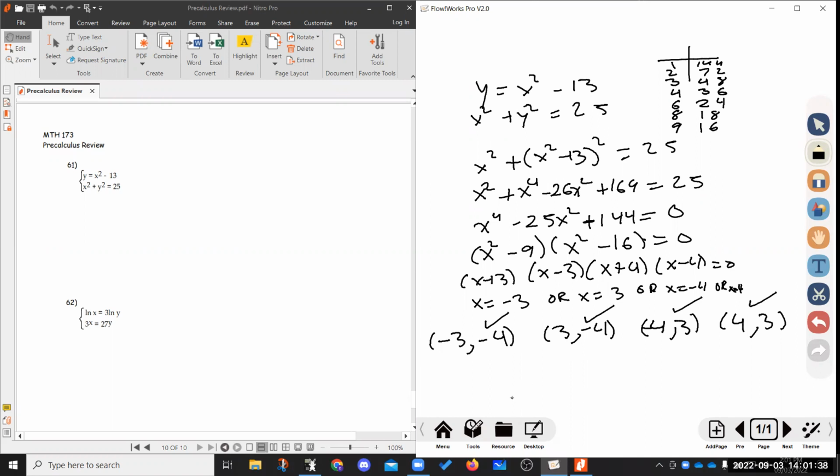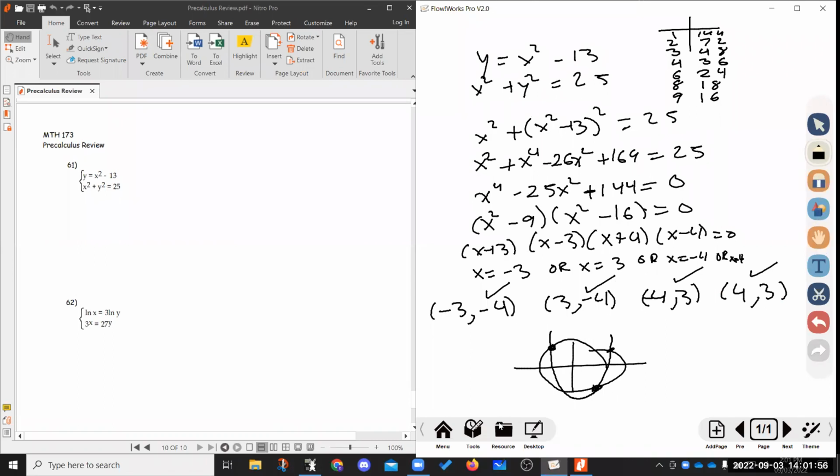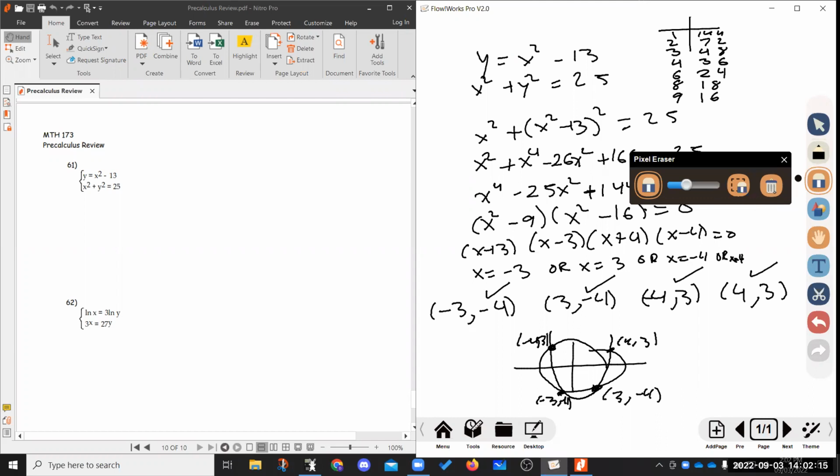So what I had, so that you understand, is that I had a circle of radius 5, and I had a quadratic equation that came down and intersected at 1, 2, 3, 4 times. And there's symmetry here so that I have points that are -4, 3, 4, 3, -3, -4, 3, -4. Okay. That's what it looked like.